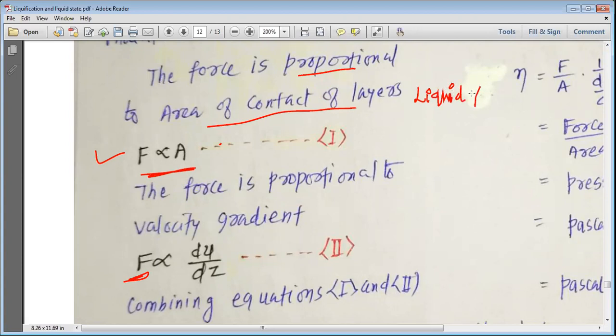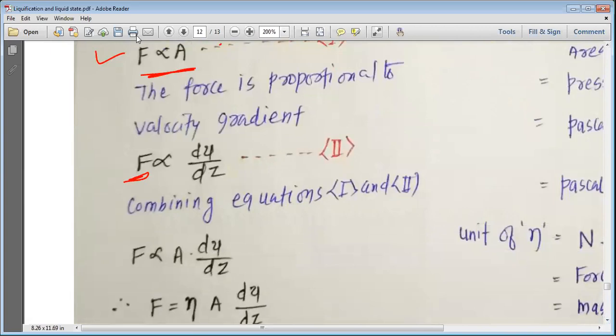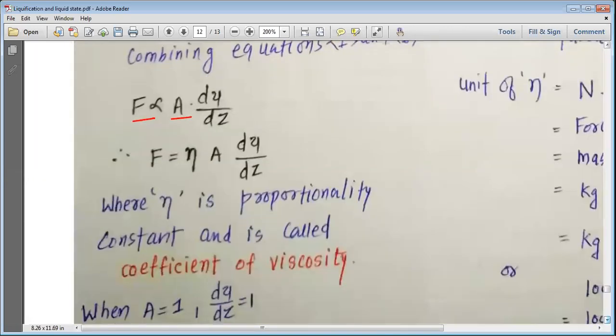When liquid flows, my dear students, this flow has been opposed by some force. This force is directly proportional to the area of contact of layers, and this force also depends upon the velocity gradient. So collectively for equations 1 and 2, we can write that force is proportional to the area of contact, and force is proportional to the velocity gradient.